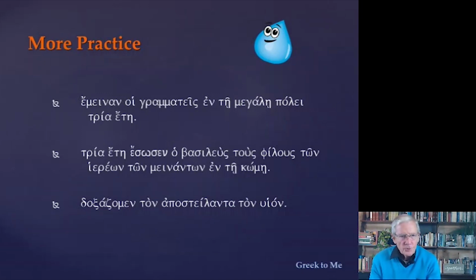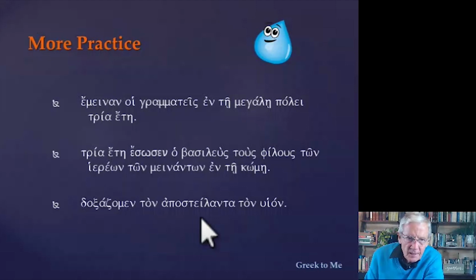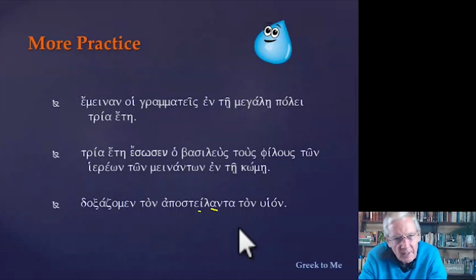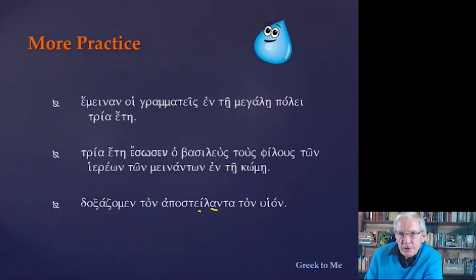And the last one, we glorify the one who sent the Son. Now, aposteilanta, this comes from apostello with 2 lambdas. There's a slight change of stem. We lose a lambda, and here's our alpha. So we glorify the one who sent the Son. First aorist, active participle, masculine, singular, accusative.